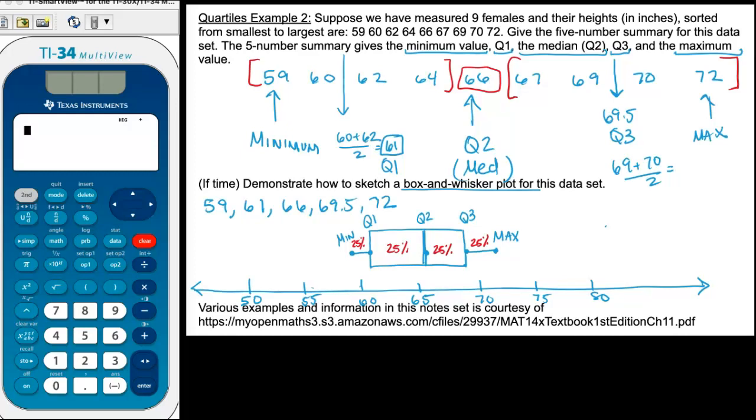So say, for instance, you had a box and whisker plot that looked like this, where one section was really big and maybe one was small. It just means this is more spread out. So hopefully that helps you understand what quartiles mean and gives you a good visual for how we can use them to show a visual for our data set.